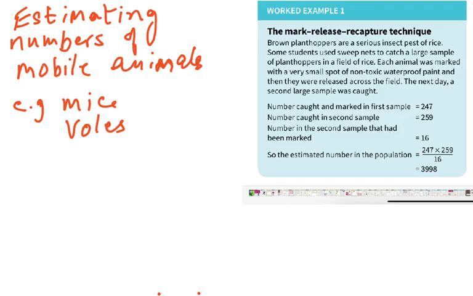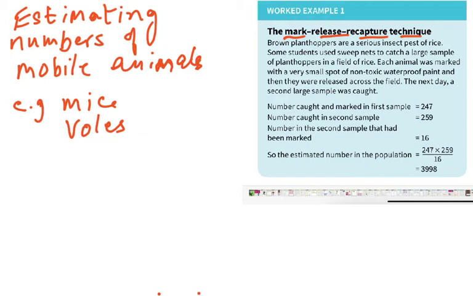We come on to estimating the numbers of mobile animals in a habitat, and there's not much of a way that you can actually count every animal and then say, okay, well, there's so many mice or so many rabbits or so many wolves living in this forest. So there is a rough mathematical method that we use, and this is called the mark, release, recapture technique.